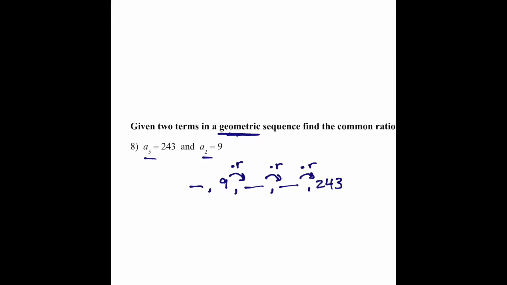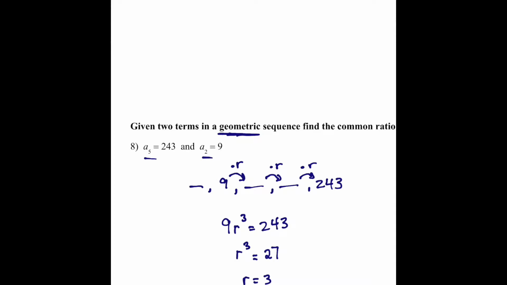So to go from the second term to the fifth term, how many common ratios were there? There were 3. R times r times r means r cubed. So if you start with 9 and multiply that by r cubed, you should end up at 243 according to what we've written there. And then you divide by 9. Is that 27? And then you cube root. To get rid of the r cubed, you cube root and get r. So the common ratio is 3.